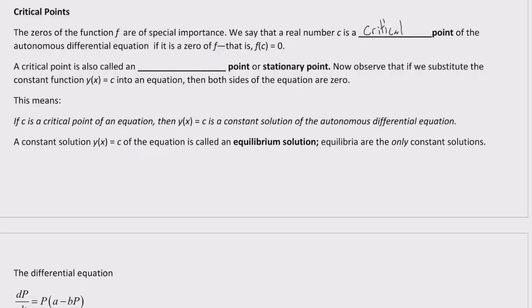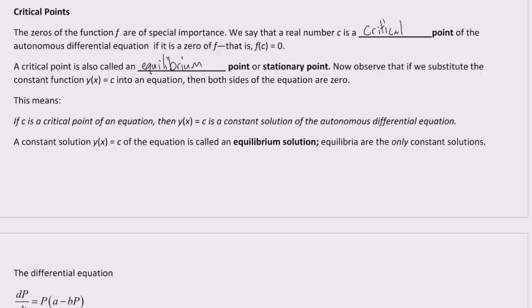of an autonomous differential equation, that is to say that f, the zero of the function f, or f of c equals 0. A critical point is often called an equilibrium or stationary point. Now, if we substitute the constant y of x equals c into an equation, then both sides of the equation are 0. This means that if c is a critical point of the equation, then y of c is a constant solution of an autonomous differential equation.